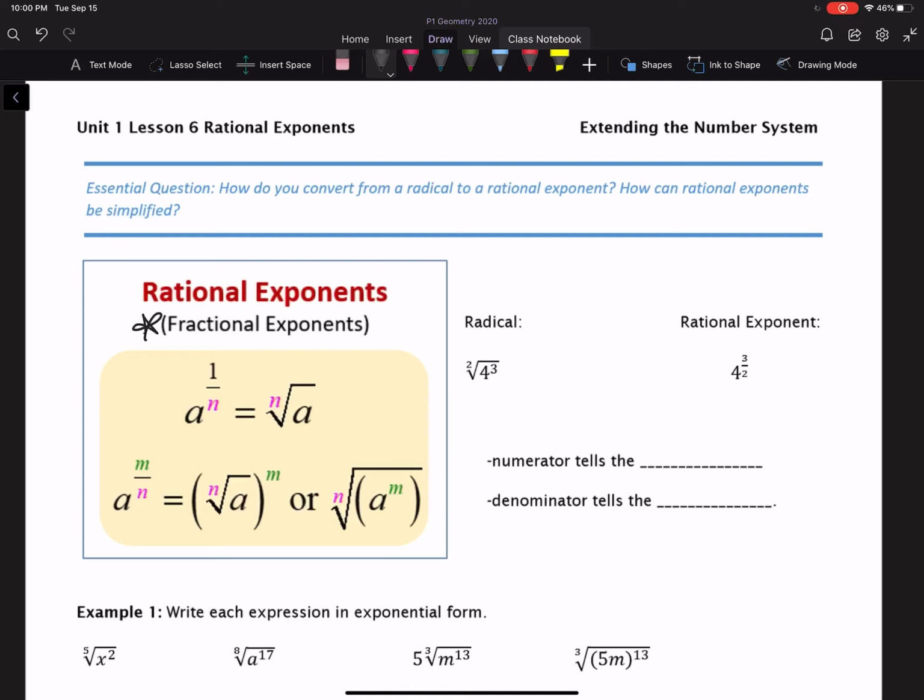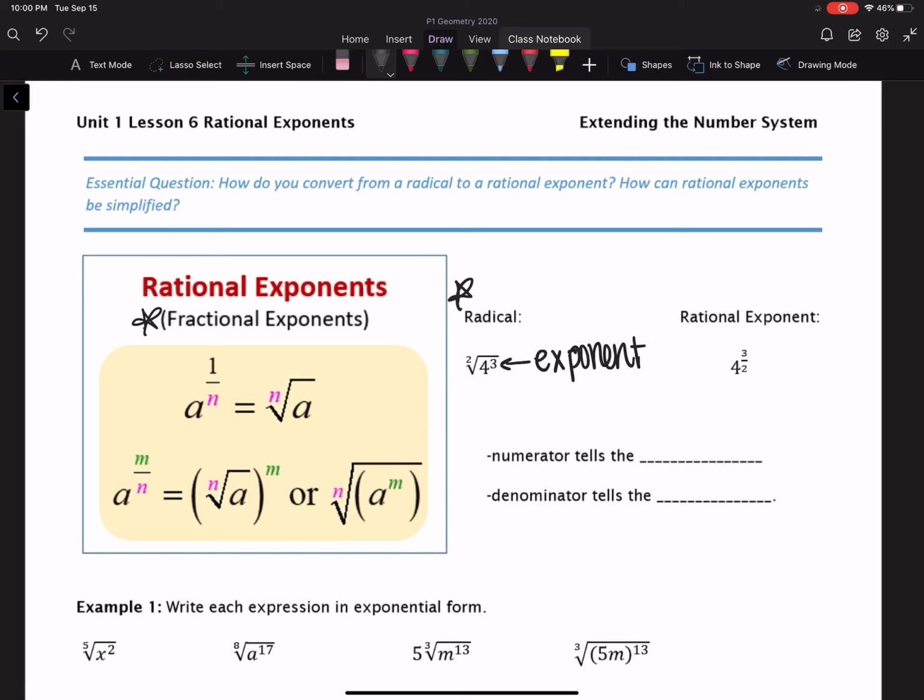So if I'm looking on my right-hand side here, if I have this example of a radical, which is 4 cubed, and I take the square root of that, I know my exponent is going to be the 3 there. And then I know that my index number is the small 2 that's written on top of the radical.